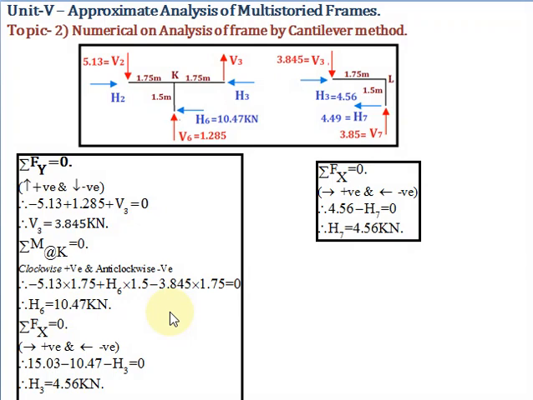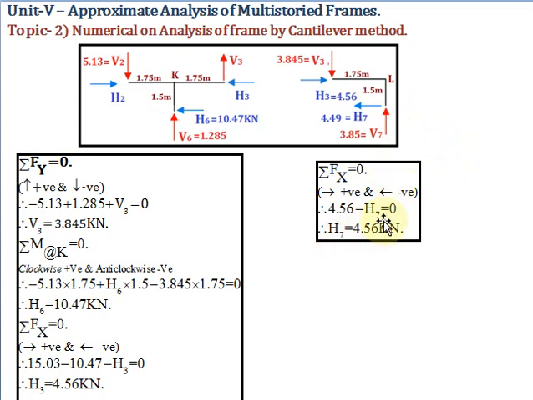Now the next equilibrium equation is summation Fx equal to 0. If the forces are acting toward the right, positive; acting toward the left, negative. So here 15.03 is H2 acting toward the right, then 10.47 is H6 acting toward the left hand side, so minus, and minus H3. So here we will get the value of H3 as 4.56 kilonewton. Now here one unknown is remaining, which is H7.